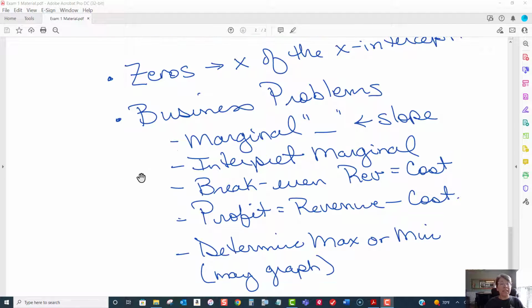Then remember, in this class, we also had a lot of business, since this is kind of a prerequisite to business calculus. We had a lot of business vocabulary. So marginal was one. So remember, it could be marginal cost, marginal revenue, marginal profit. And basically that marginal is your slope. So as of right now, the only way to find that is if it's linear or if they give you 2 points. Okay, so marginal is your slope. So you have to interpret that marginal value.